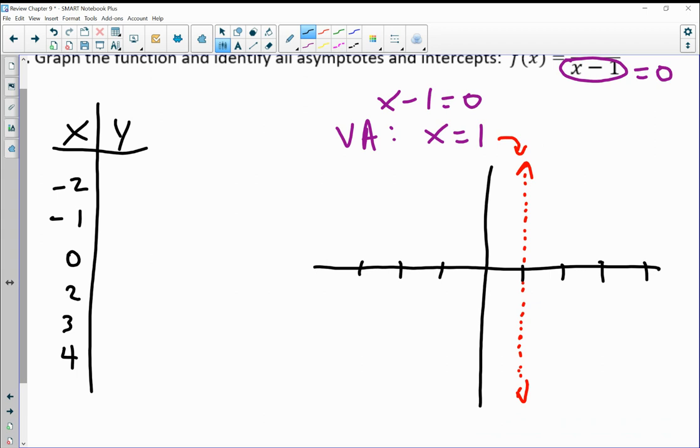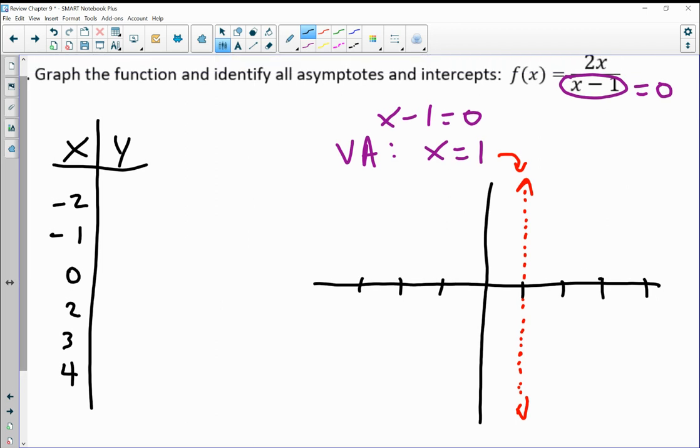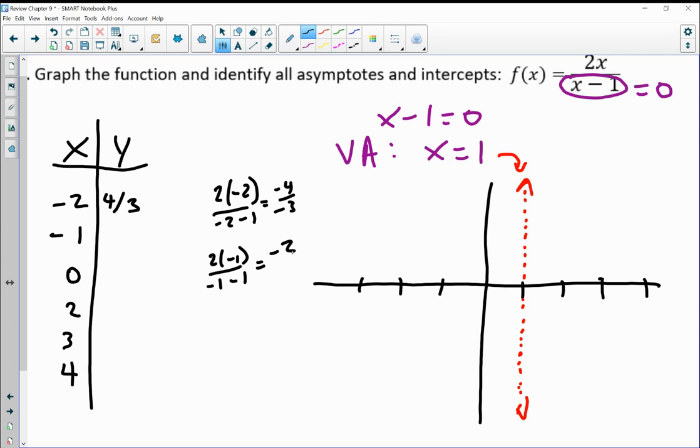Okay, now we'll do the same thing. We'll plug in our values for x into the function. So we have 2x over x minus 1. So for -2, we have 2 times -2 over -2 minus 1. So that's -4 over -3, so positive 4/3. -1, 2 times -1 over -1 minus 1. So -2 over -2, so positive 1.